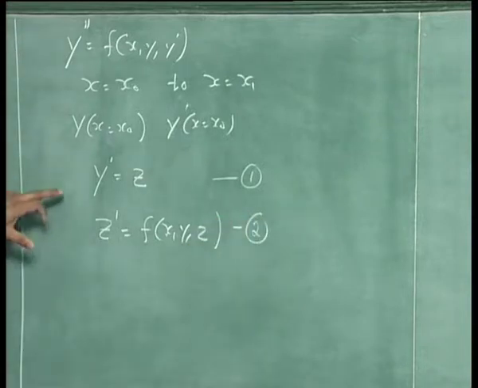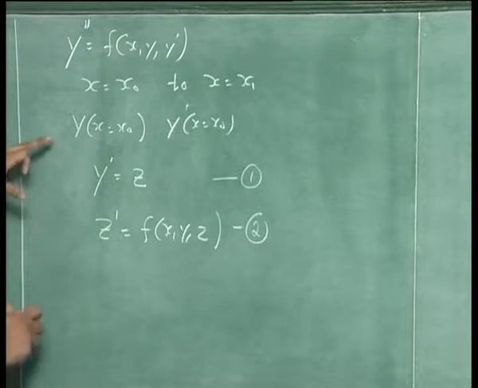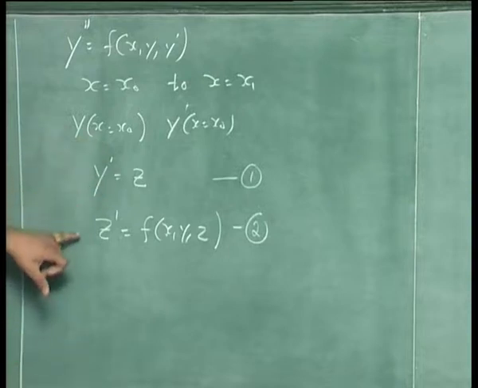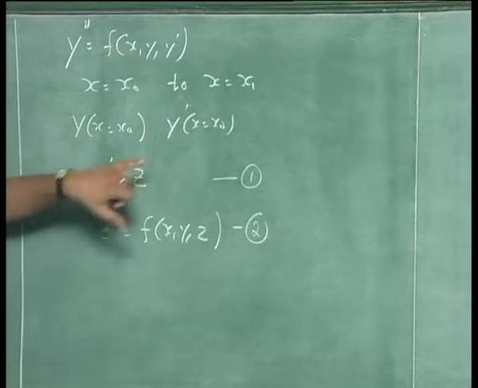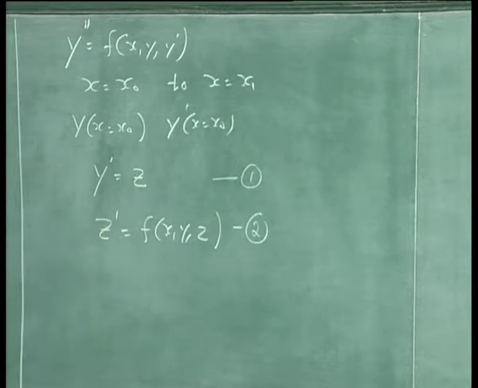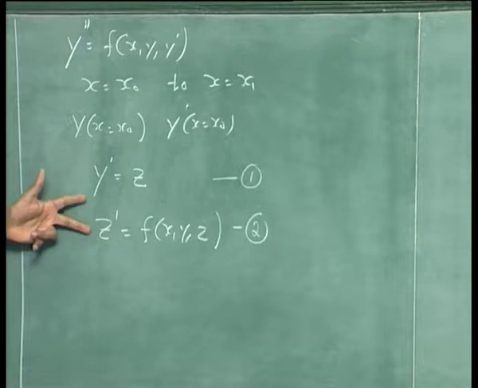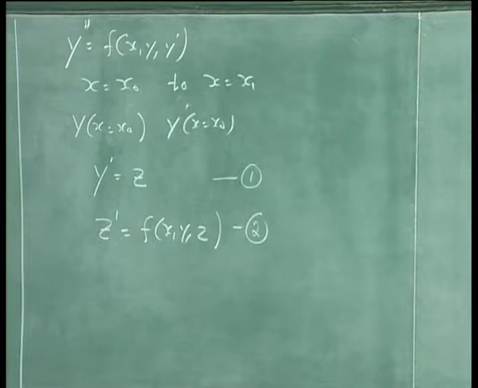And now we have boundary conditions for this as y at x equal to x0, and then we have a boundary condition for z at x equal to x0. So we have one boundary condition for each of them, and then you can solve these equations. Okay, now that's the scheme which you will be following here. So I summarize that here.